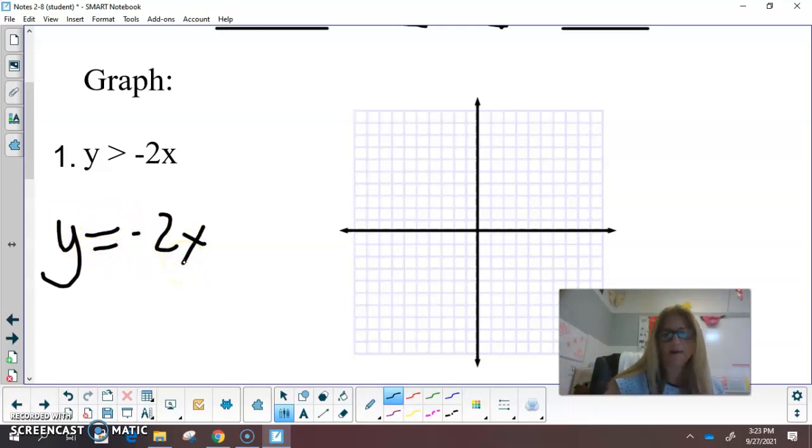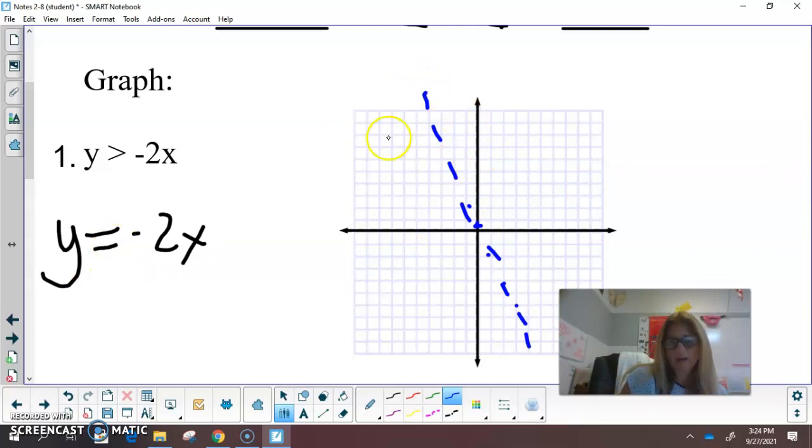So we know the y-intercept is 0, and then it's down 2, right 1, down 2, right 1, or up 2, left 1. All right, so there are my points. Then you ask yourself, is it open or closed? Since there's no line under, it's not open or closed. It's solid or dashed, and this is a dashed line.